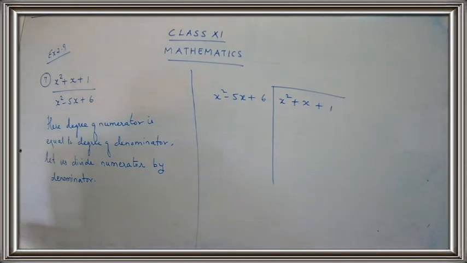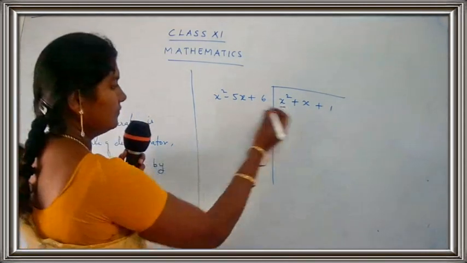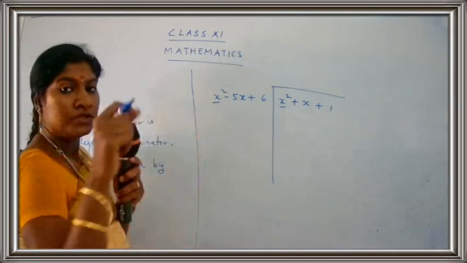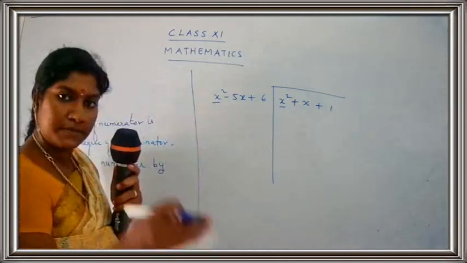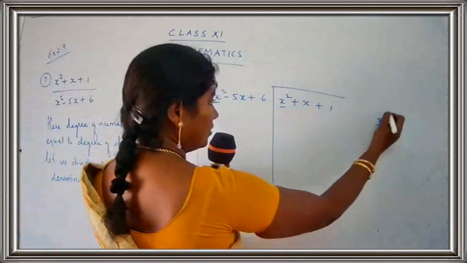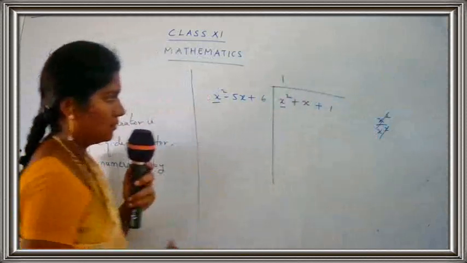Okay, shall we go for the division, children? So we're going to take the first term and the first term. What is the first term here? X square. And what is the first term here? X square. So always divide the first term by the first term. So what is left now? X square upon x square? 1 is left. So put here 1.